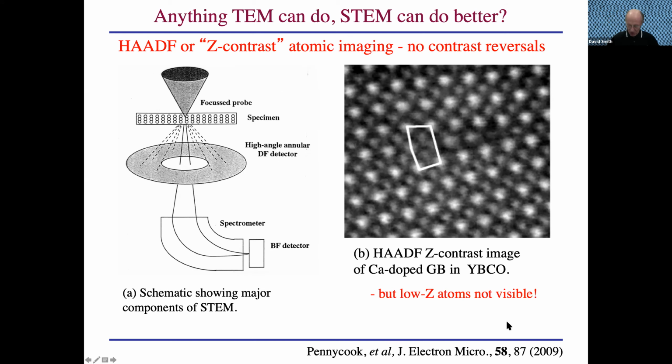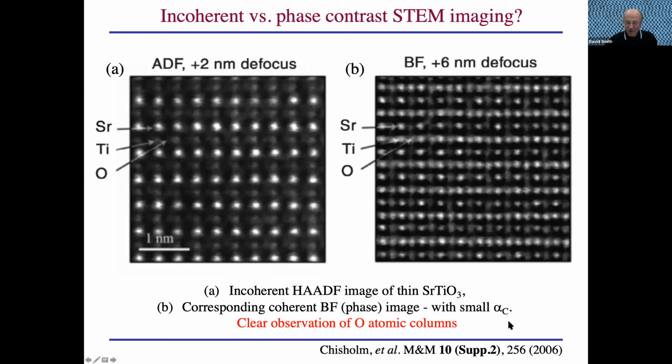Okay, there we go. But low Z atoms were not visible. But what did Chisholm and colleagues show? That, and this is according to reciprocity again, if you use a small collection angle, typically small meant about 1/10 of the incident angle, it was possible to observe oxygen atomic columns in STEM. So these spots here are actually the oxygen atomic columns. So yes, it was just around the turn of the century actually, it was possible to observe low Z materials in phase contrast bright field STEM.